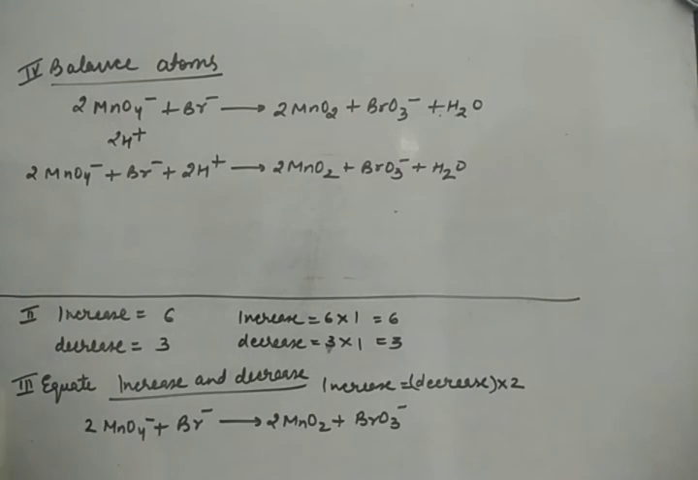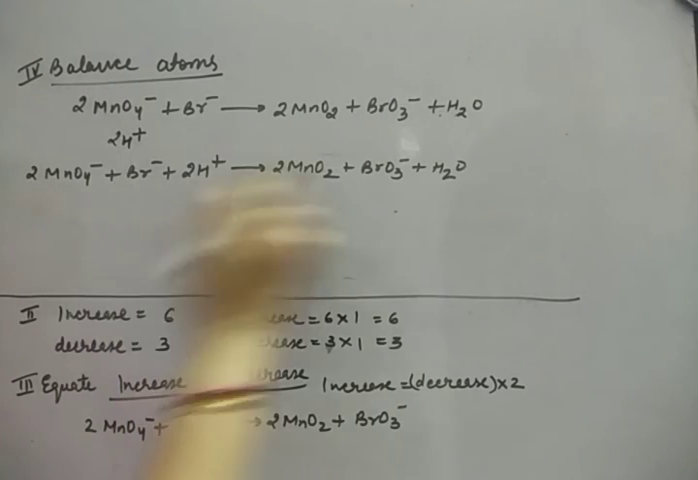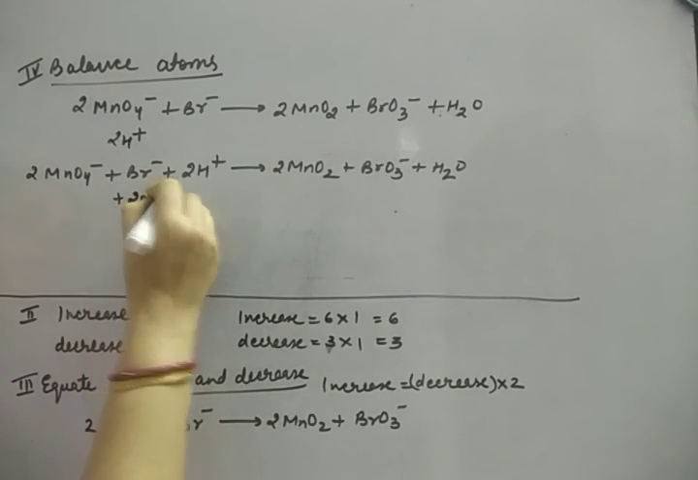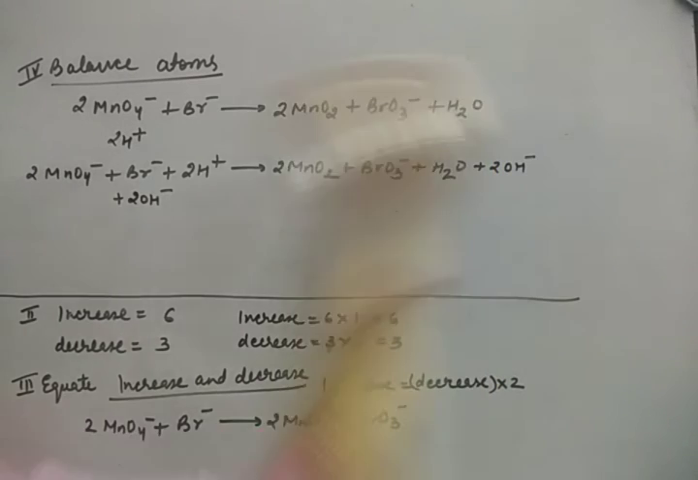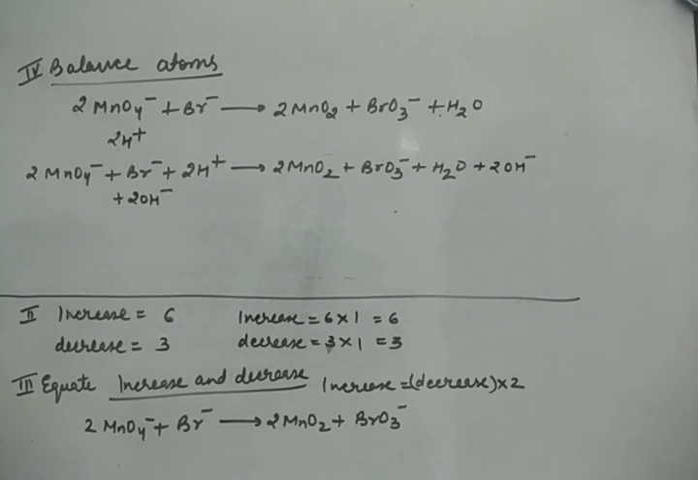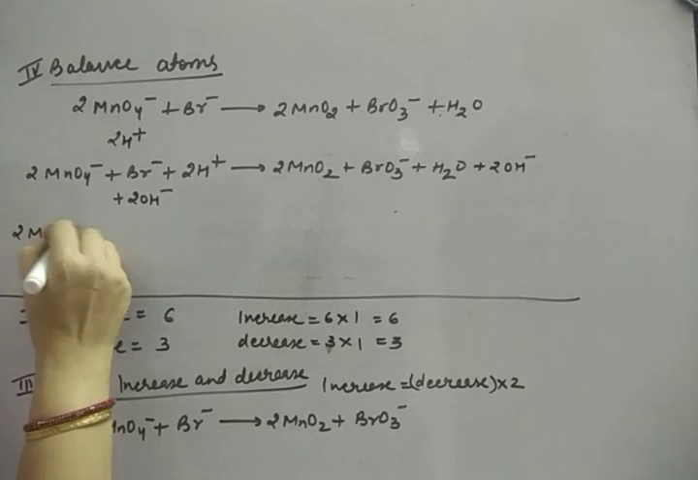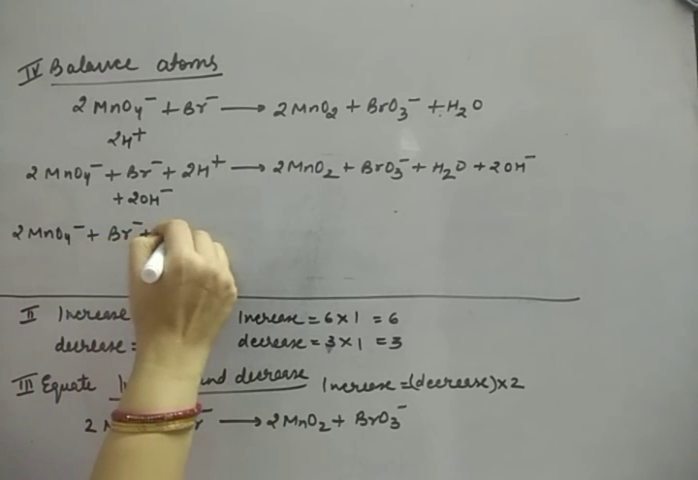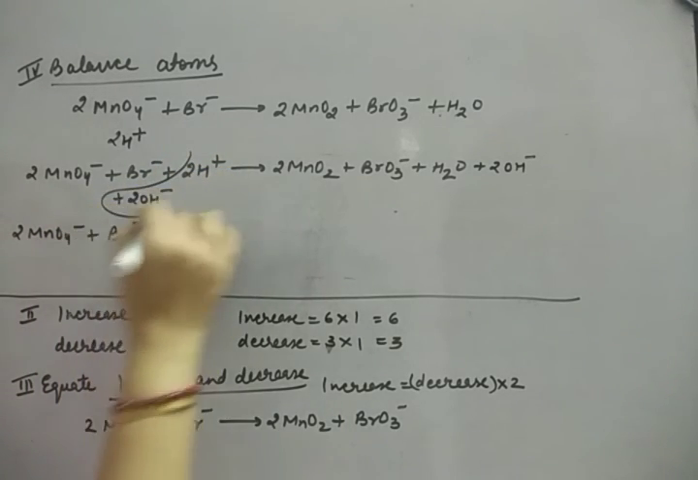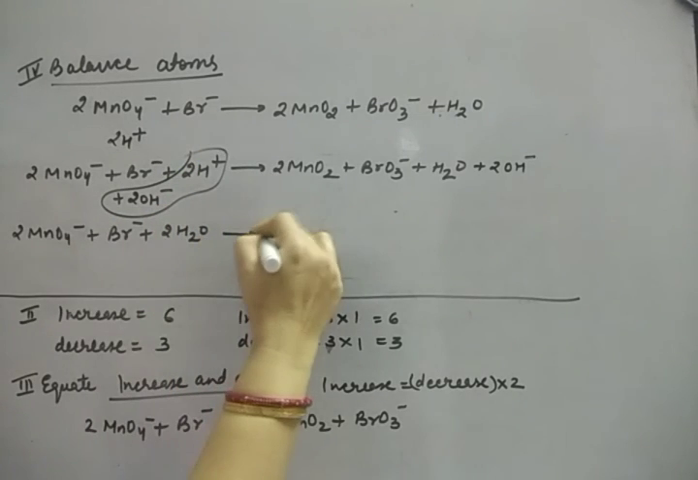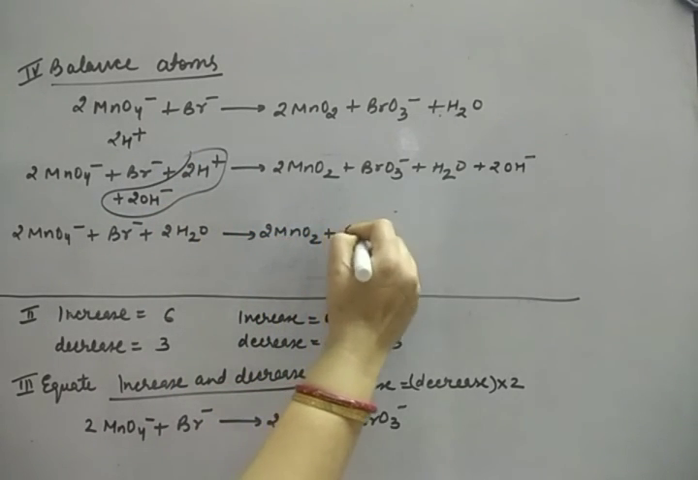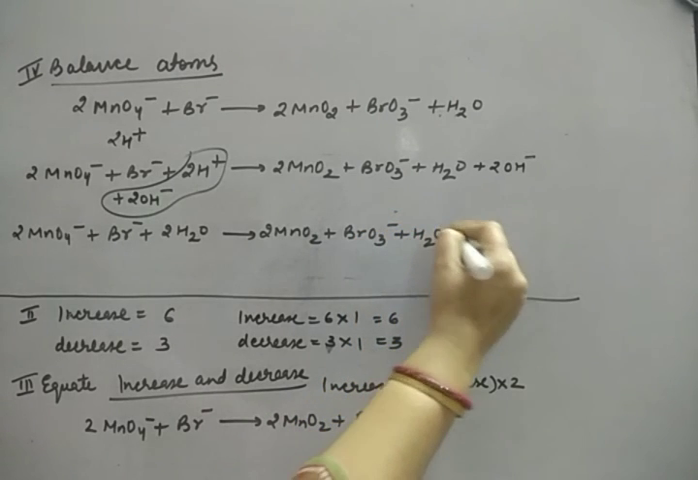Now we have added 2H plus here, so whatever H plus we have added, that many OH minus we will add on both the sides. So I will add 2 OH minus here and 2 OH minus here. Now H plus and OH minus change to water, so they will change to 2H2O. So this part is converted into water. You can see that now H plus is removed. So this is the equation.